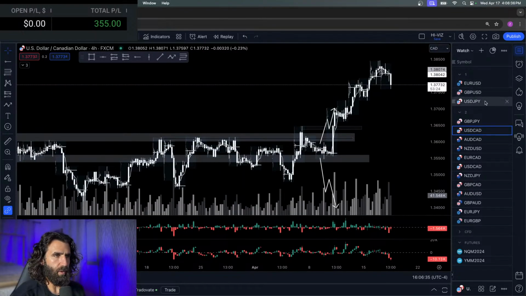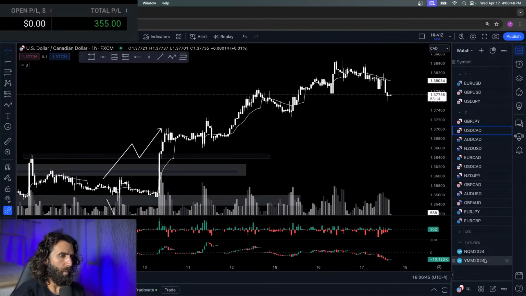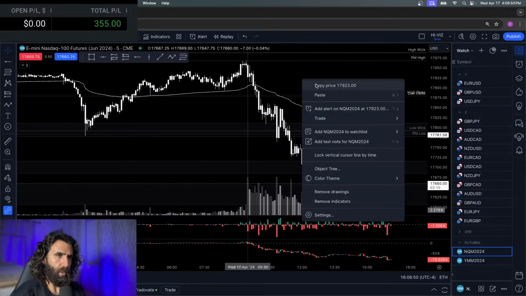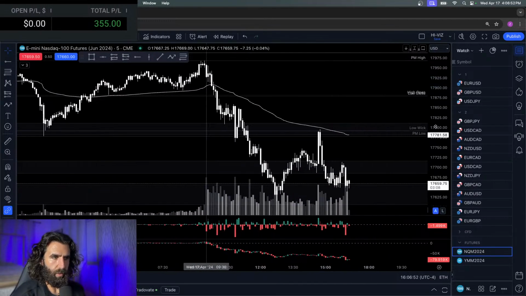Just focus on these three, some major pairs. Wait to see what sets up on them. I do go through a handful of other pairs, take a look for swing trading, but to be honest with you, I've been much more focused on futures. My boys in the futures market.